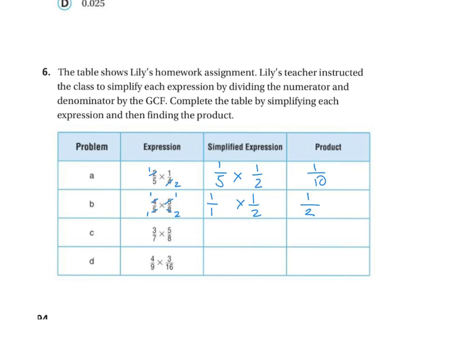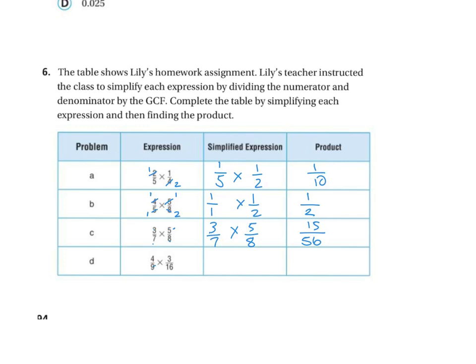Moving over here, 7 and 5 cannot be simplified, or cannot be cross-canceled, and 8 and 3 can't either. So I'm simply going to write them out the way they are because they can't be simplified. 3 times 5 is 15, and 7 times 8 is 56.